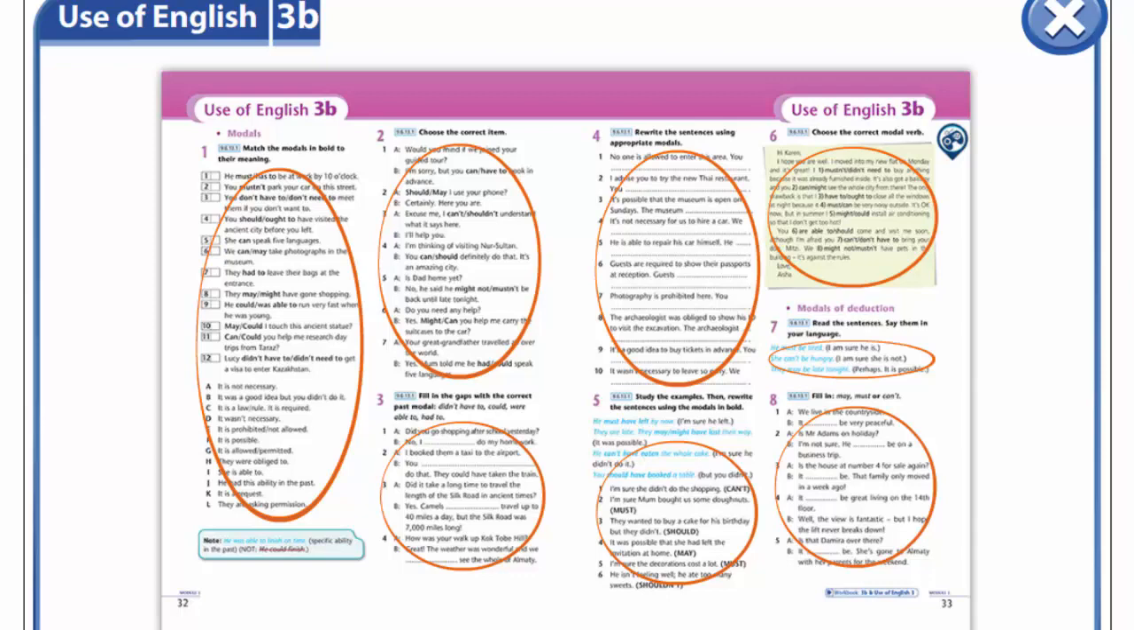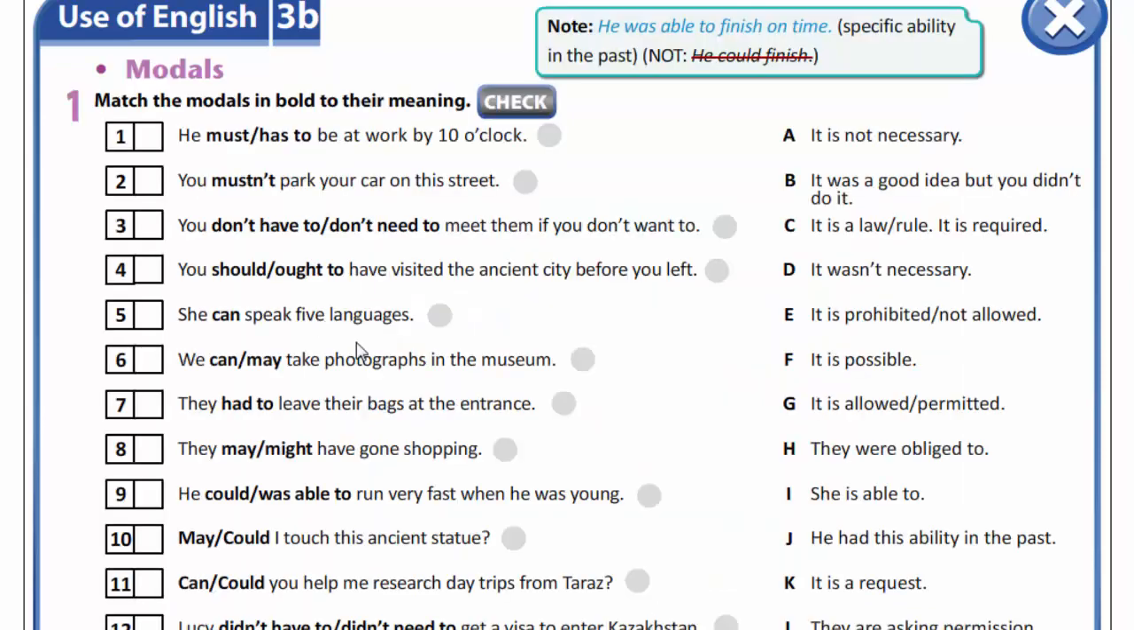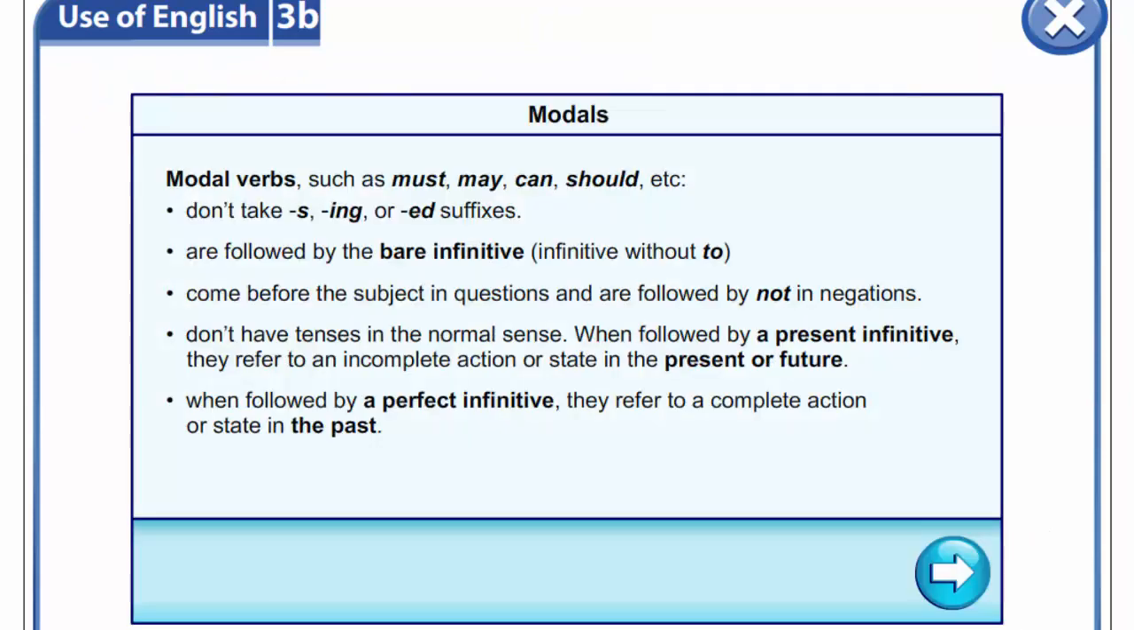Hello dear students, today we are going to speak about grammar. Open your books at page 32. Modals. Let's remember the rules.